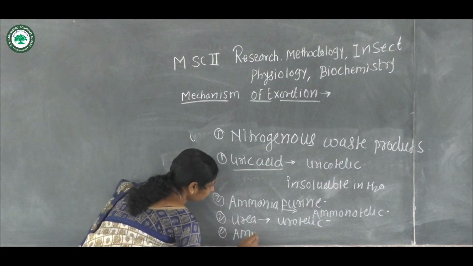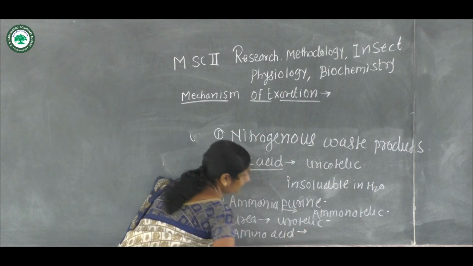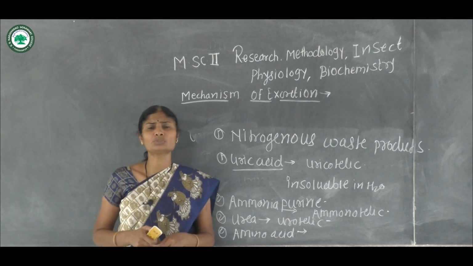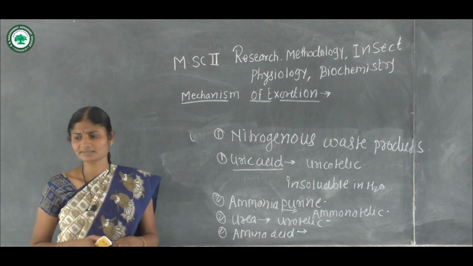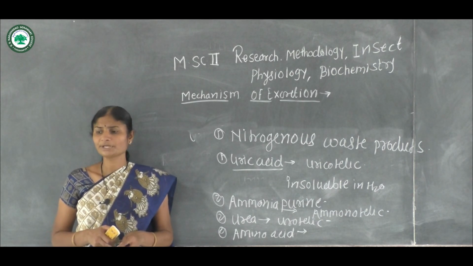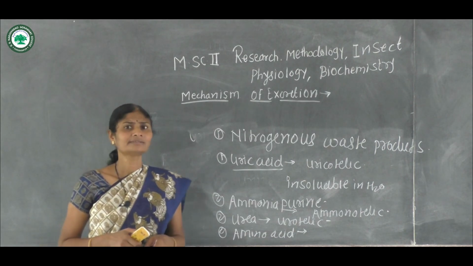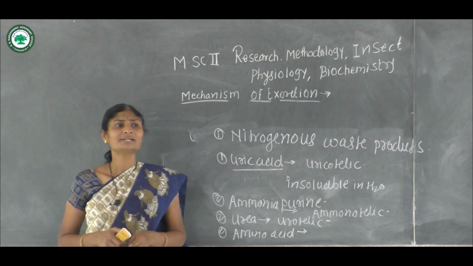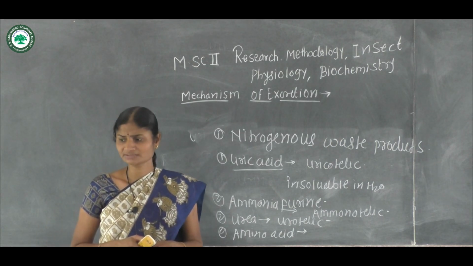Next nitrogenous waste product is amino acids. These amino acids vary among different species. Some amino acids are present predominantly, such as histidine and leucine, and some amino acids are present in trace amounts, such as valine and glycine.